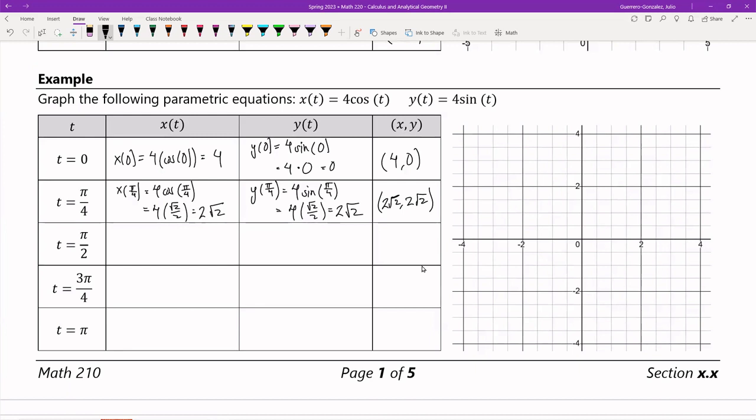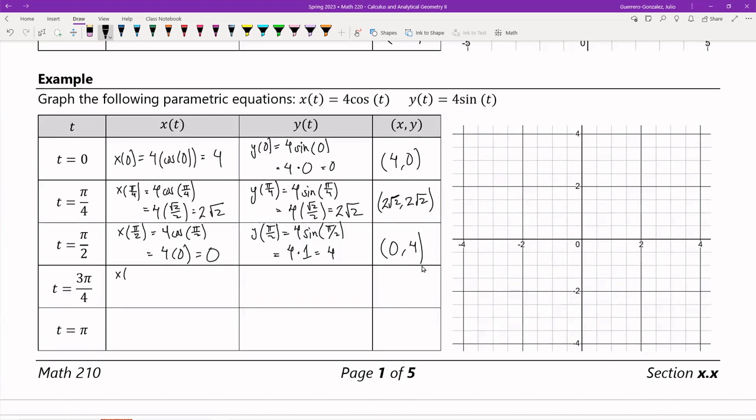Okay, let's move on. X of pi over 2 is 4 cosine of pi over 2. So cosine of pi over 2 this time is 0, right? So it's going to be 4 times 0, which is equal to 0. Y of pi over 2 is 4 sine of pi over 2. Sine of pi over 2 this time is 1, so this is going to be 4 times 1. So that's 4. So my coordinate now is 0 comma 4.